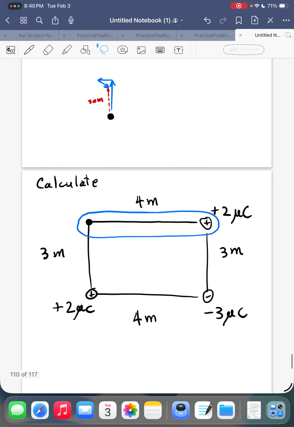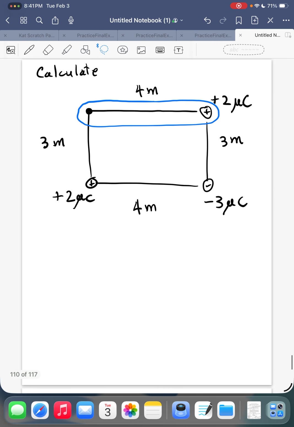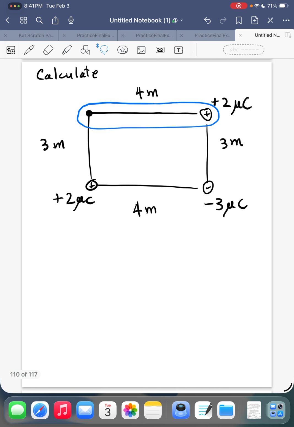Now what we have to do is calculate. We're going to calculate each component one by one. And so we want to calculate this component that I've circled in blue, and that's just the contribution only from the positive 2 microcoulomb charge on this point here.